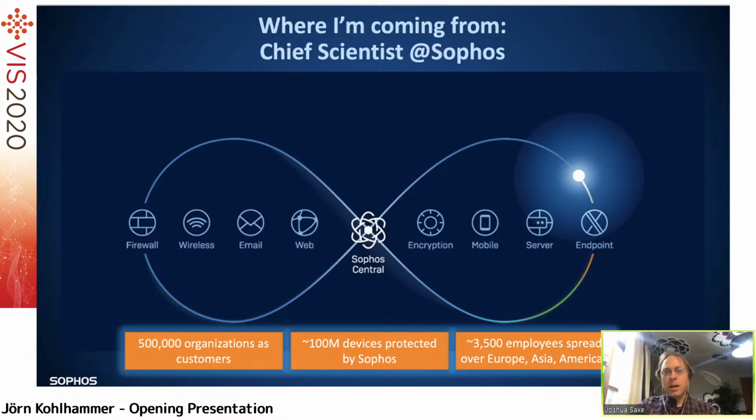So my job right now is chief scientist at Sophos, and Sophos is a fairly large security products and services company. We have technology that runs the gamut in the security product landscape. So we sell firewalls, wireless access points, email security products, web security, device encryption, mobile security software, and server and endpoint security software.